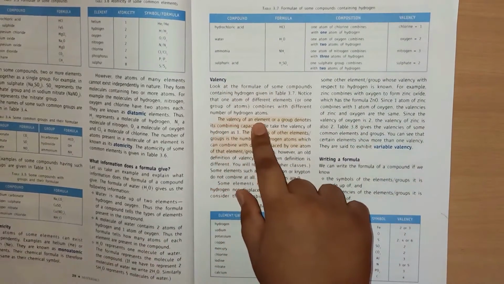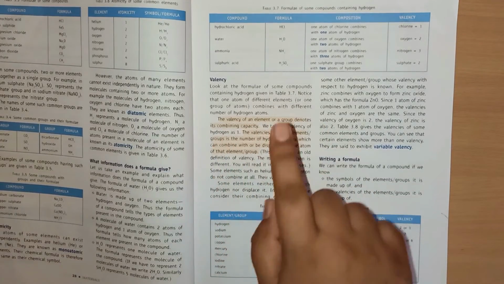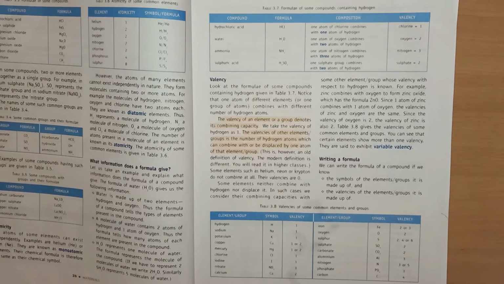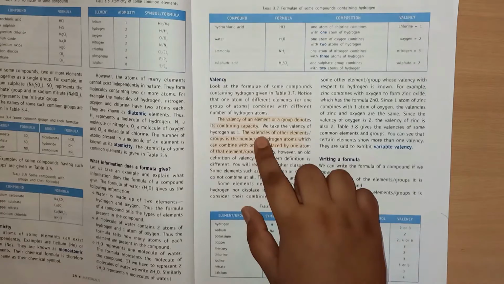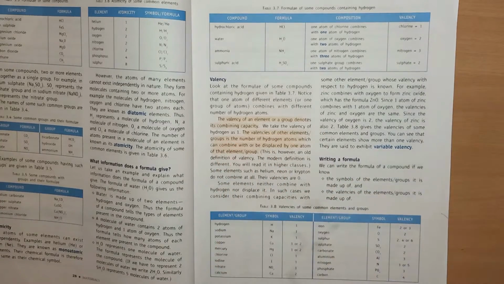The valency of an element or a group denotes its combining capacity. So the main definition of valency is that the valency of an element or a group denotes its combining capacity, meaning how many atoms it can take and give. We take the valency of hydrogen as 1. So hydrogen can give one atom. Hydrogen can take one atom from other elements. So the valency of hydrogen is 1.